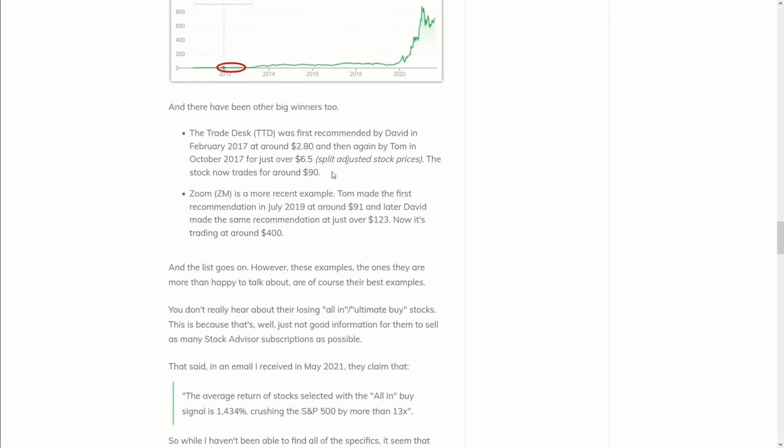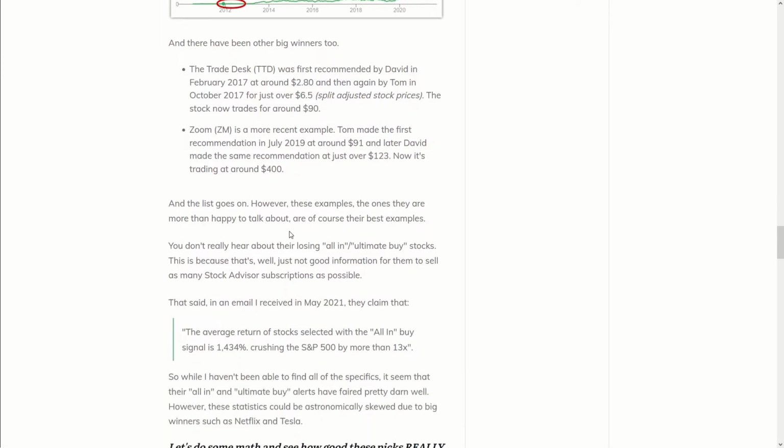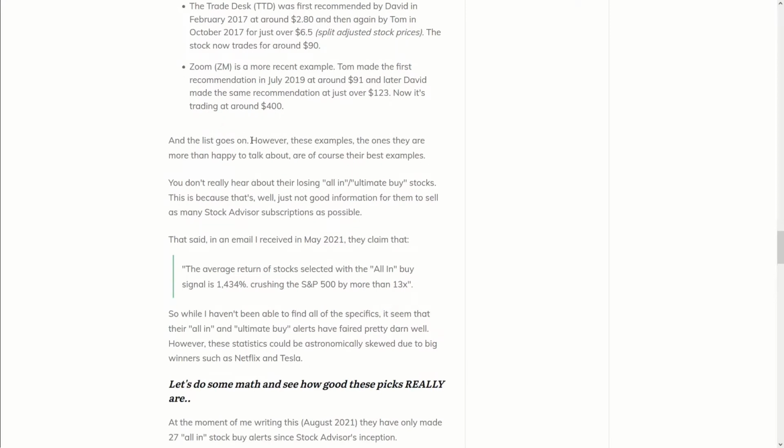And some of their other big winners were The Trade Desk, first recommended in February 2017 at $2.80, now trading for around $90. And more recently, Zoom was recommended in 2019 around $91, now trading for around $400. And the list goes on to cover 27 of these all-in picks.